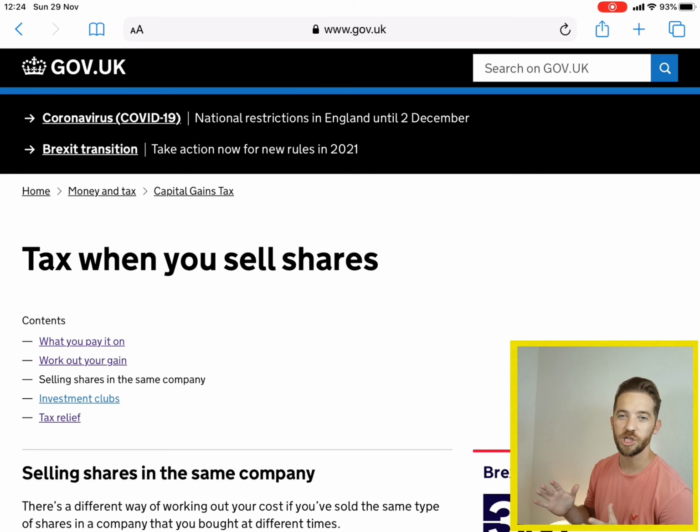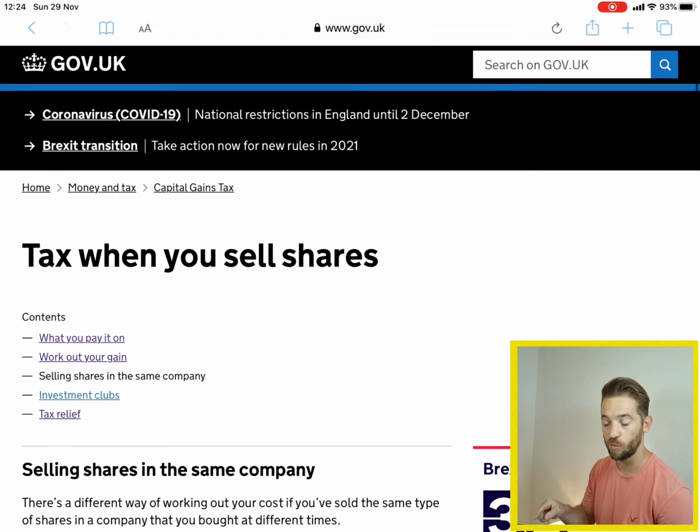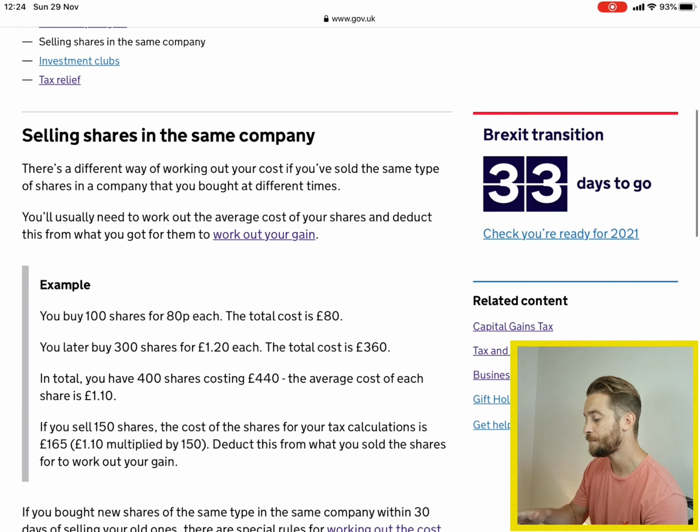So when you sell your shares, it's quite easy to know what you sold them for, the price that you achieved for them. But like I say, it's difficult to go back and know what they actually cost you if you bought them across a number of transactions. And that's what this will help us do. So it says here, selling shares in the same company. There's a different way of working out your cost if you sold the same type of shares in a company that you bought at different times.